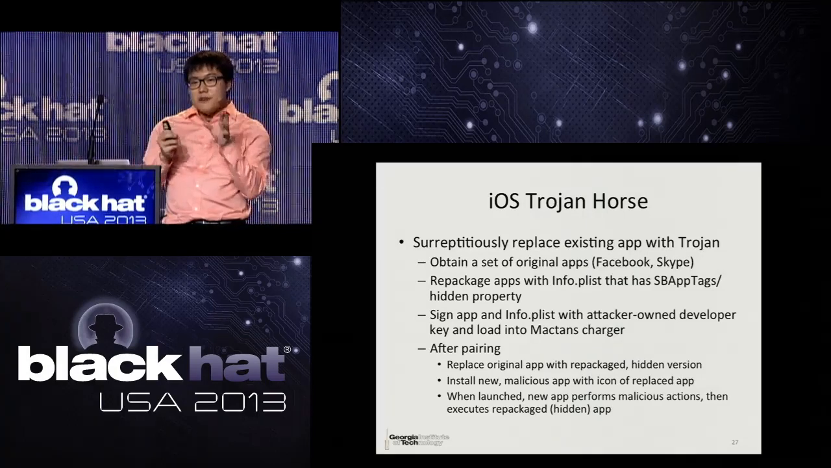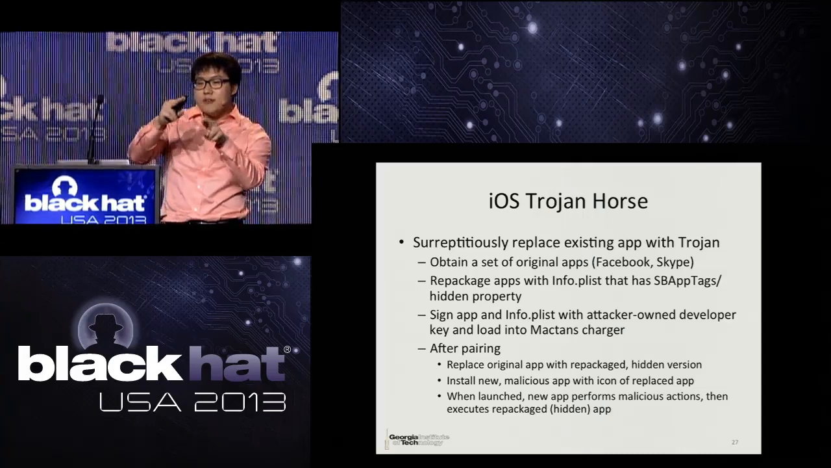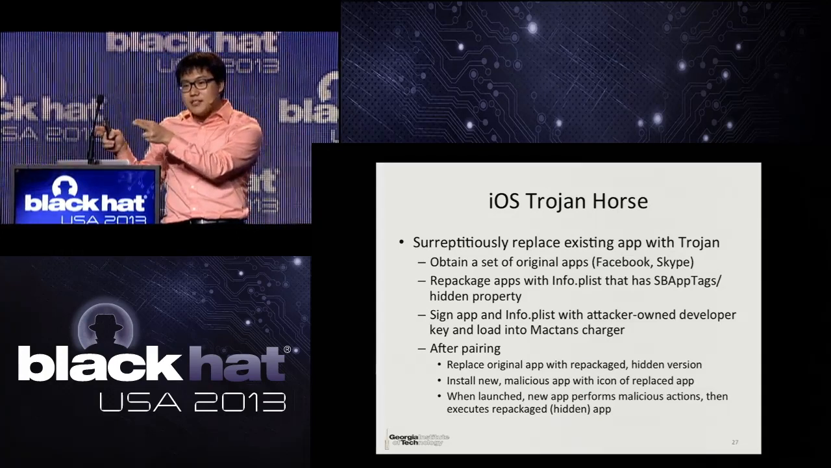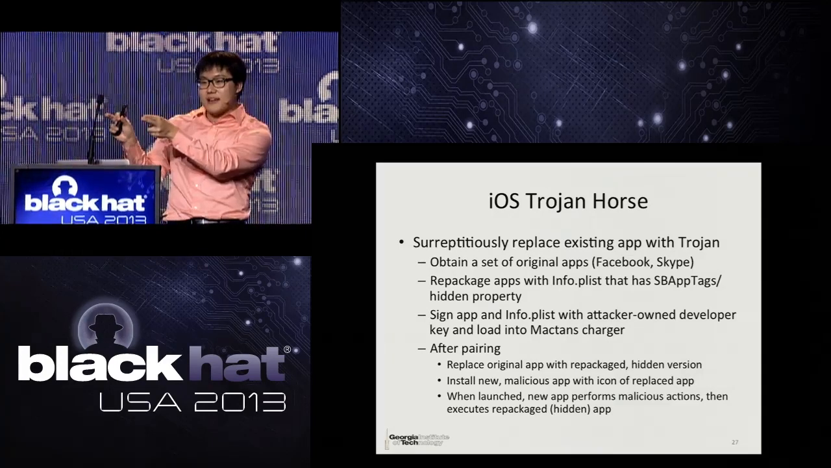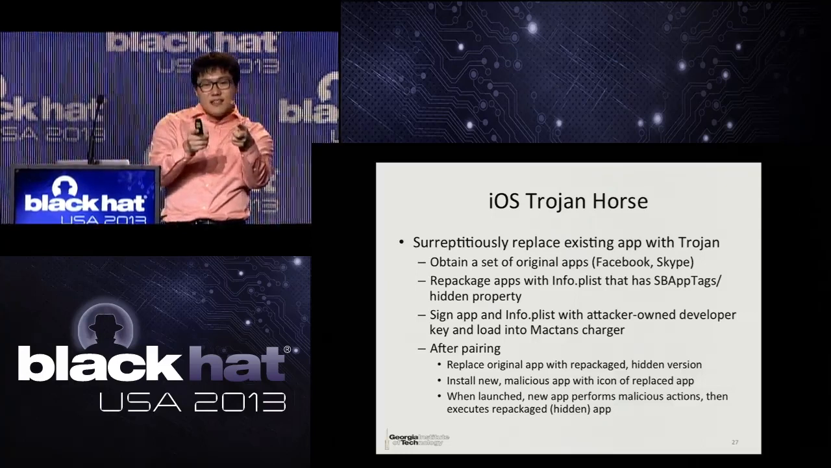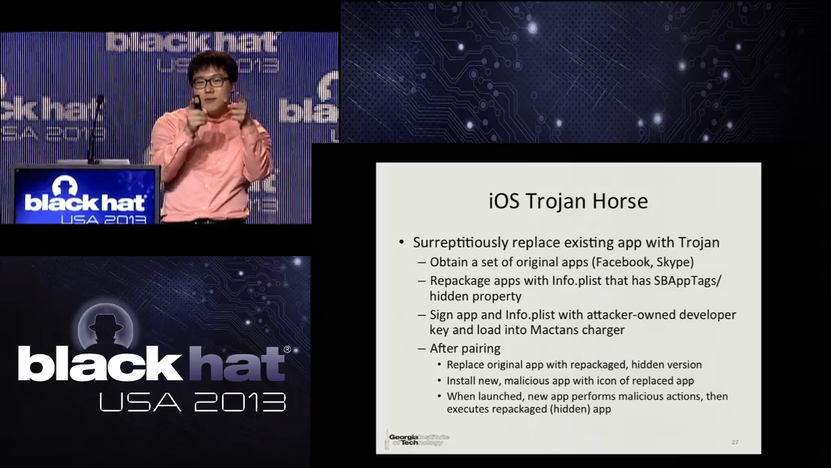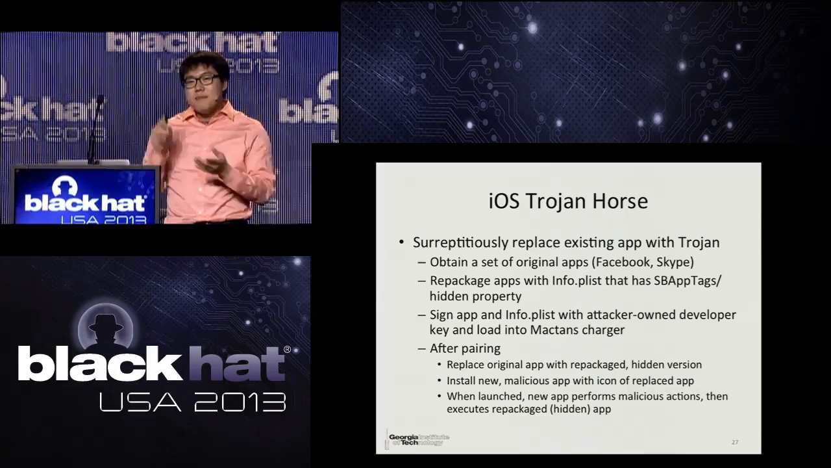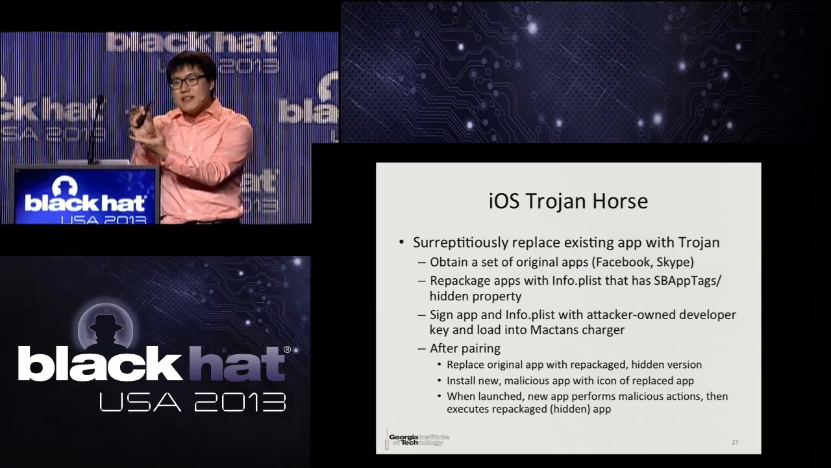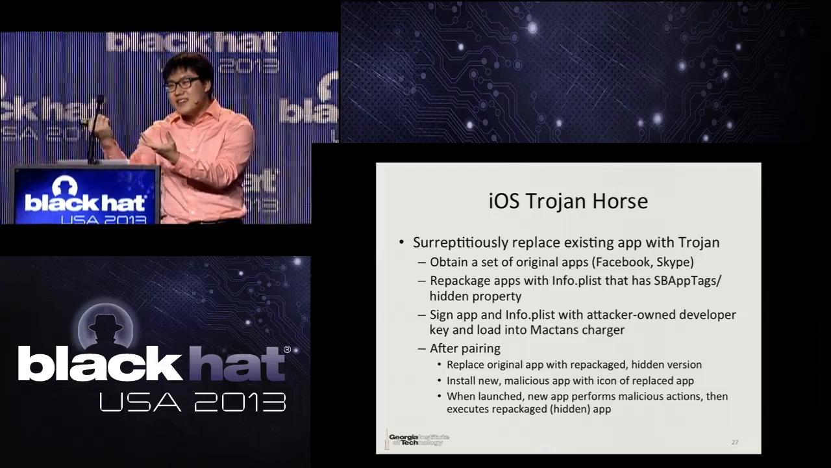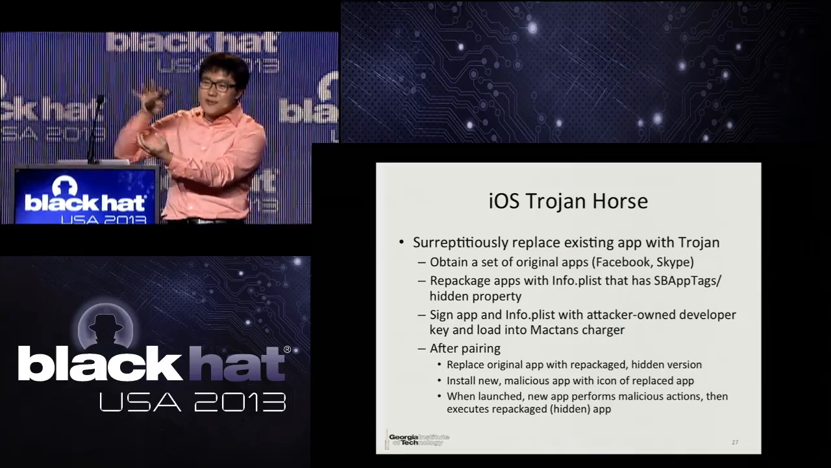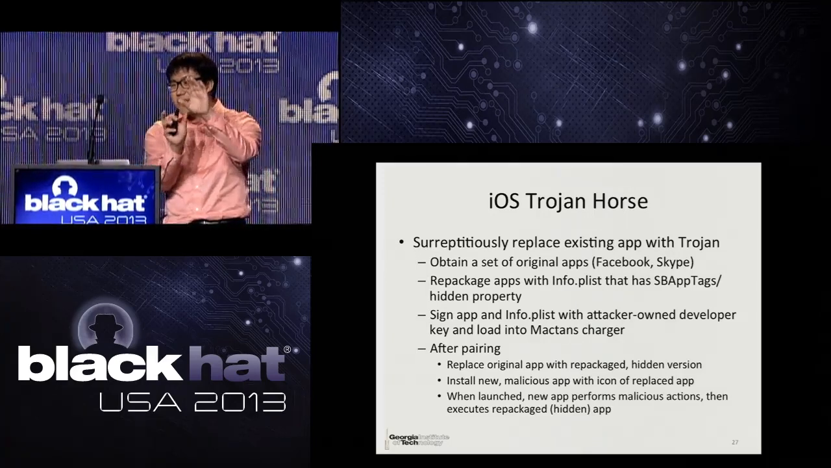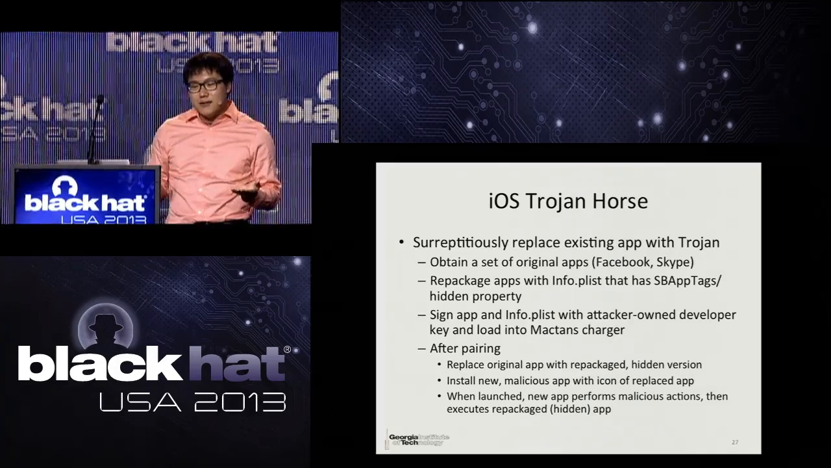So at the first time of the attack, we remove the existing Facebook application on the device. And we repackage the Facebook application with the SB attack hidden flag and install it to the device. Then that original Facebook application will be installed, but will not be shown anywhere on the user's device. And then we make our payload's name Facebook, and we extract the icon from Facebook and wrap it to our payload. Then the user will see the same icon, same name as Facebook, but the user will execute our payload.